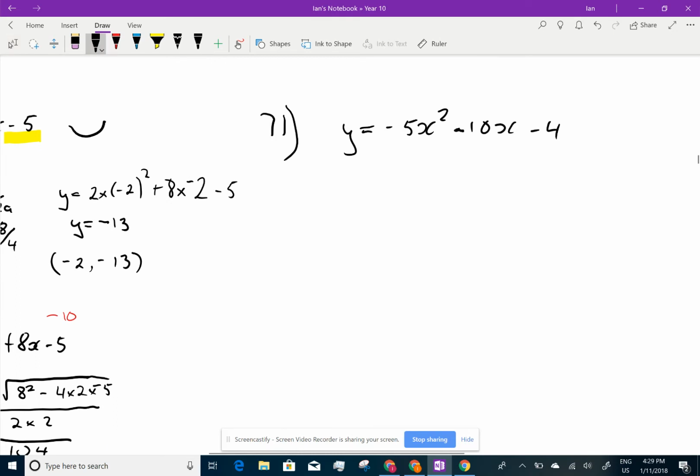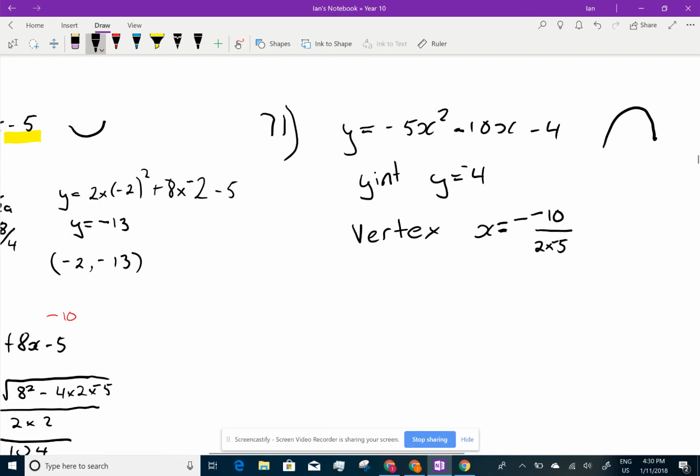Now, it's a negative parabola. Right, so it's going to look like this. The y-intercept is negative 4. So y-int is y equals negative 4. The vertex now. Remember, I'm doing those 4 steps. The vertex, x equals minus b, so minus minus 10 on 2a, 2 times minus 5. Well, that's going to be 10 on negative 10, which is negative 1.